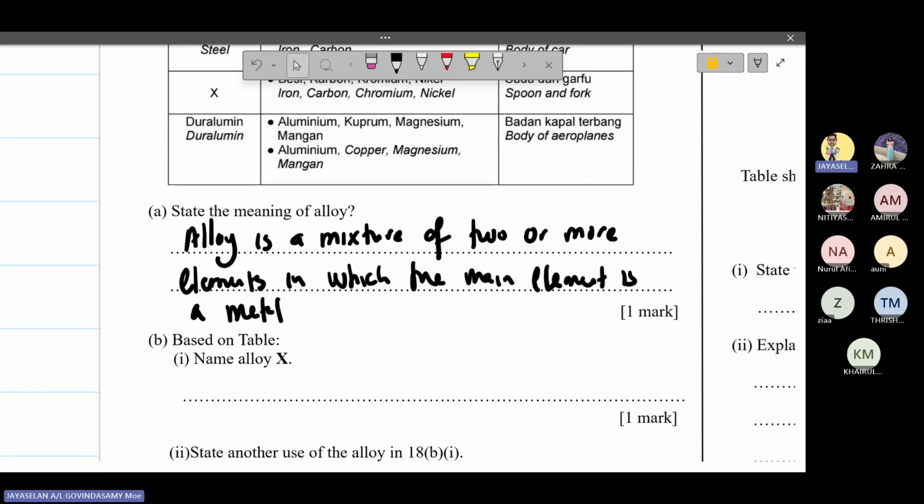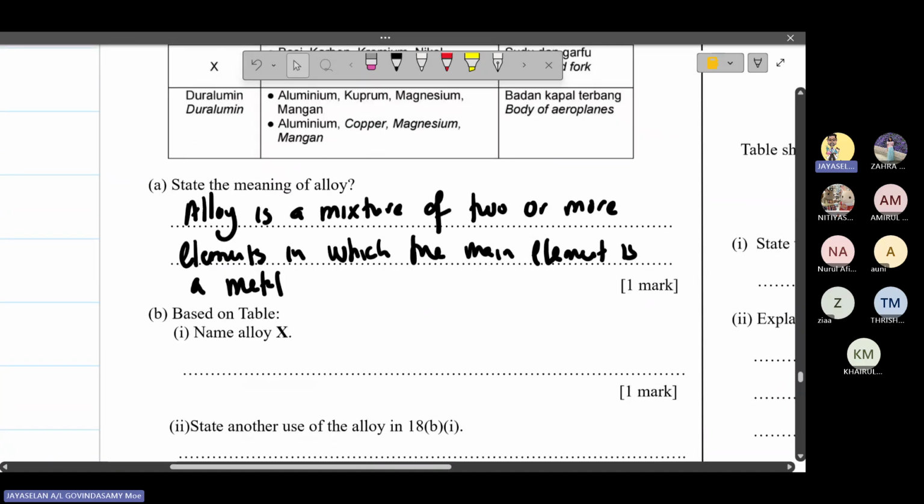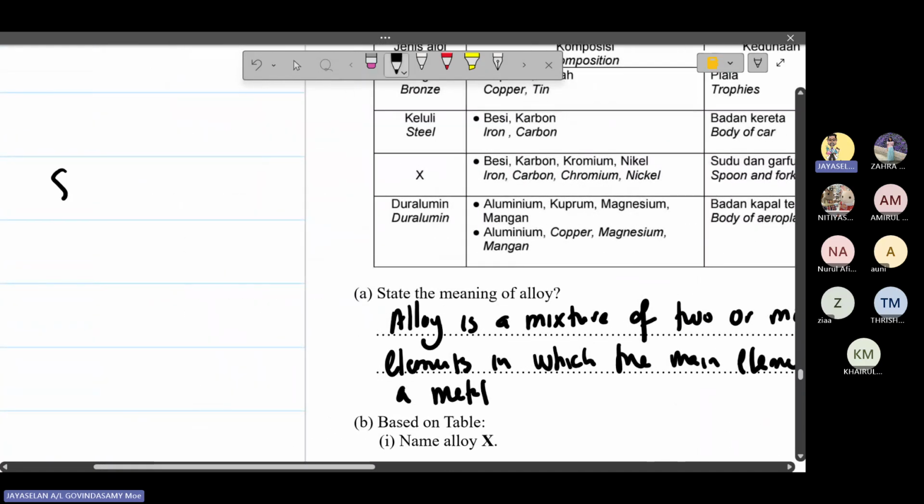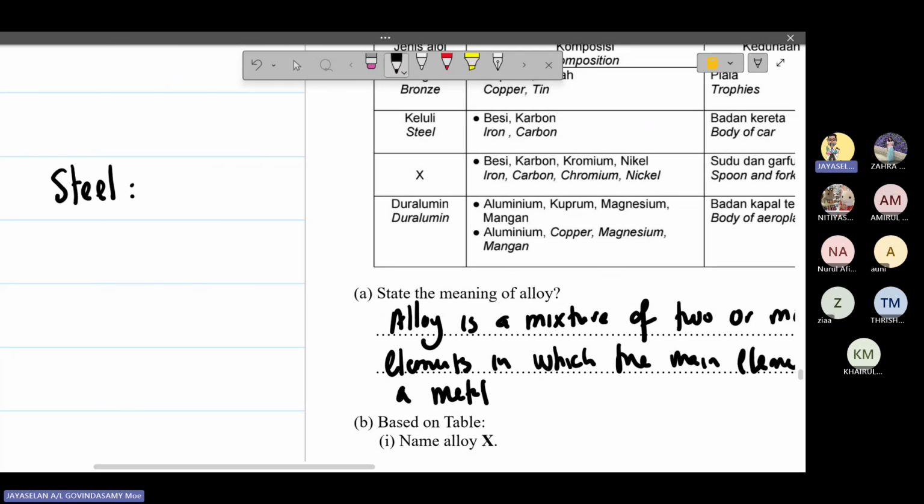Okay, now page number 16. We do this, alloy X. Guys, remember this one, very important. Steel. What is the main element? The one in front is the main element. Iron is the main element, plus, this is called what? Foreign atom. What is the foreign atom? Carbon, minor atom, 1%. This is steel.